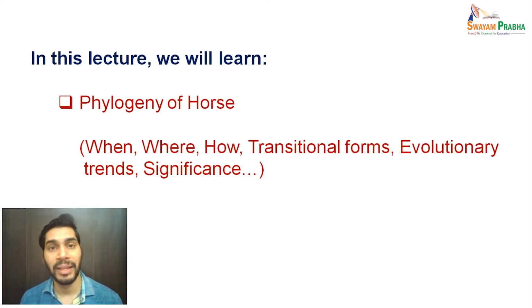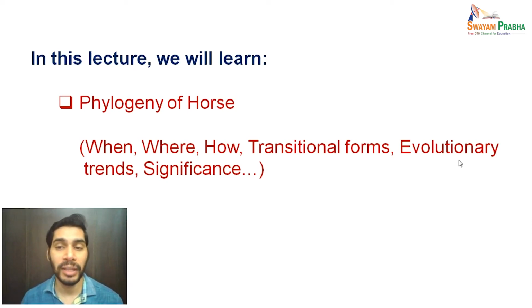For example, if A form is getting changed to B, there must be some intermediate forms which represent characters of both A and B, which is called a transitional form, and which actually provides us a good supporting evidence that there was an evolution or change from A to B and not from somewhere else. So in horse evolution also we will see various transitional forms which help us to decide that yes, this is the evolutionary chain or history of the horse.